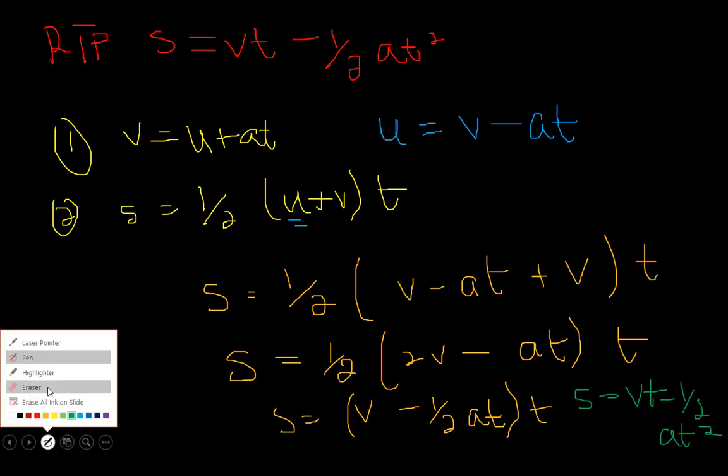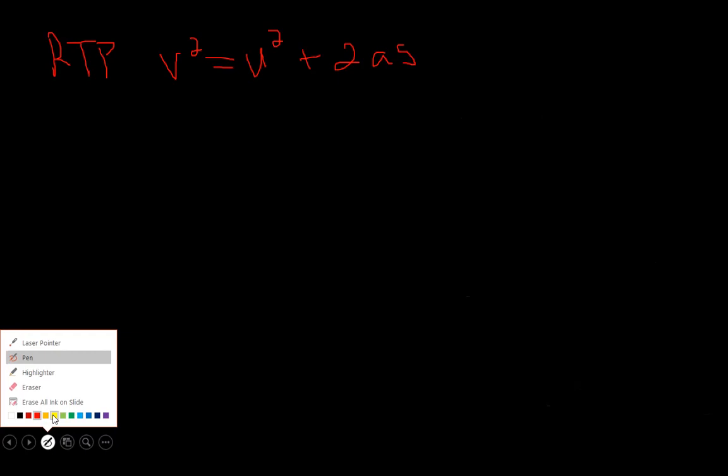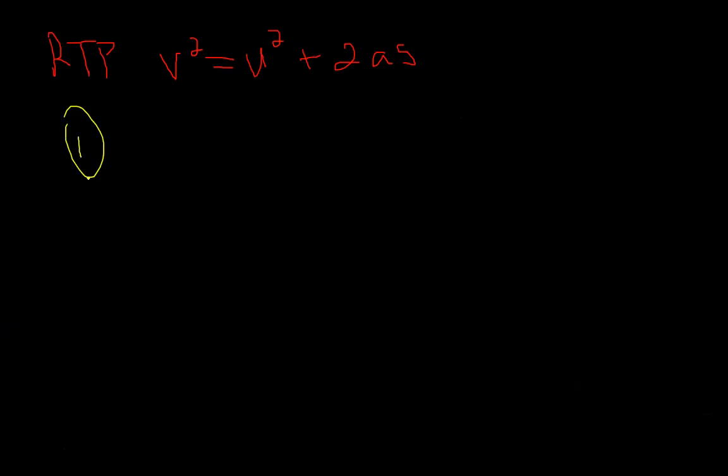Okay, last one. Required to prove V squared is equal to U squared plus 2AS. That's the last one you need to know. How did they get that? Like I said, it didn't just show up out of nowhere. So we're actually using, not the first, the second. Actually, no, we're actually utilizing both of them again.